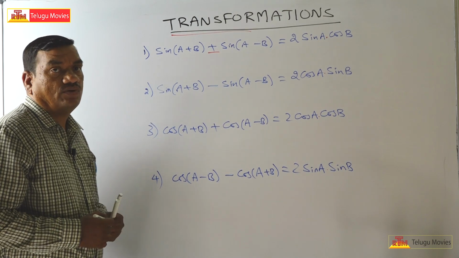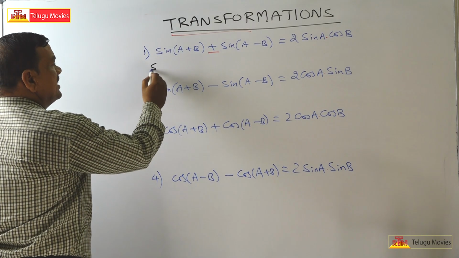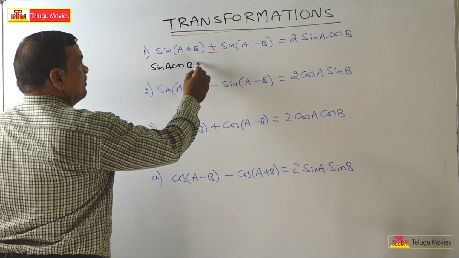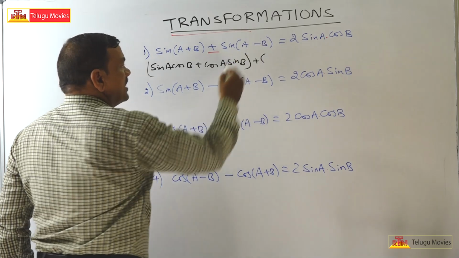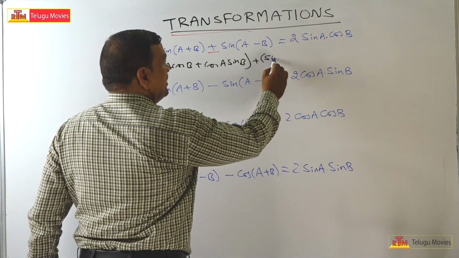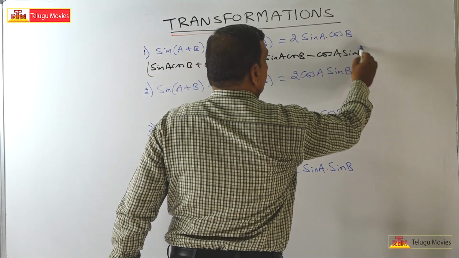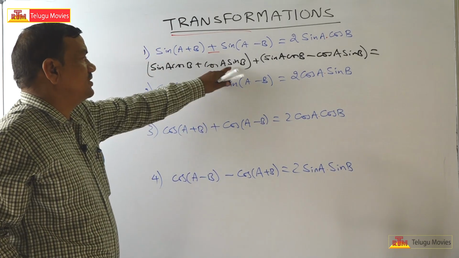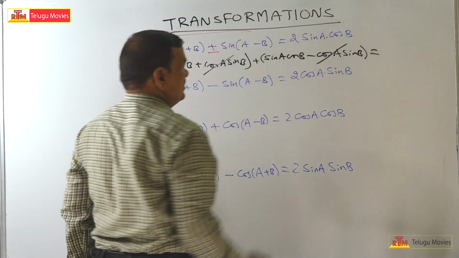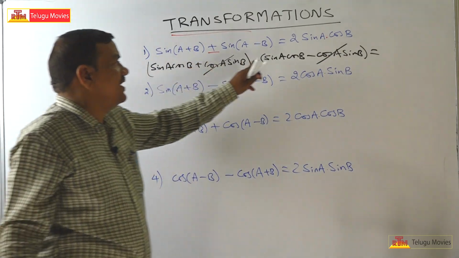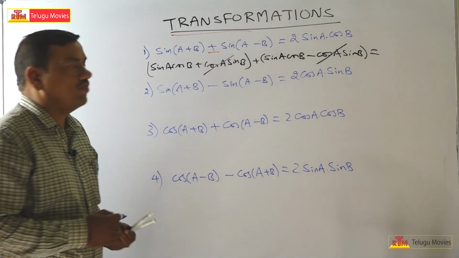Now the proof of these formulas is very easy. How can we prove it? See here, expand the sin of a plus b formula: sin a cos b plus cos a sin b, plus the sin of a minus b formula: sin a cos b minus cos a sin b. Now the plus cos a sin b and minus cos a sin b cancel, and sin a cos b becomes 2 sin a cos b. That is the proof of the theorem.